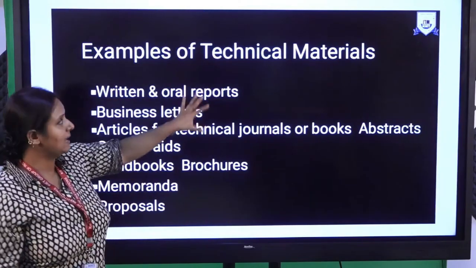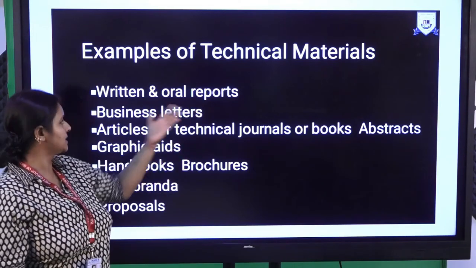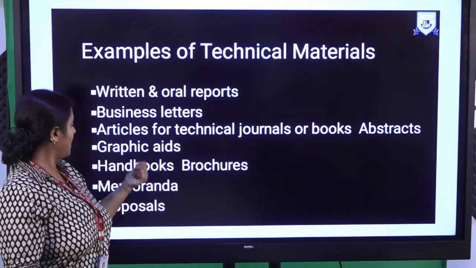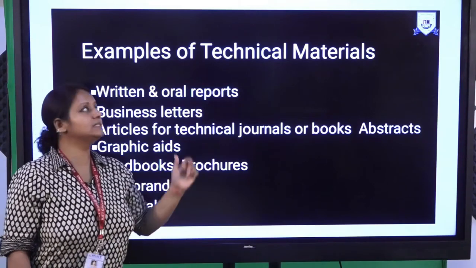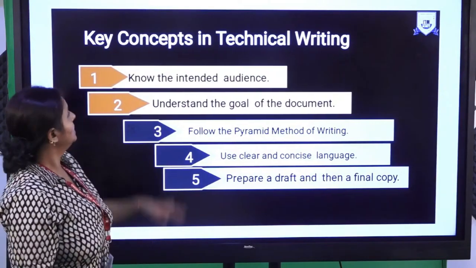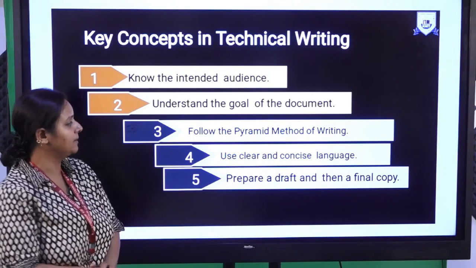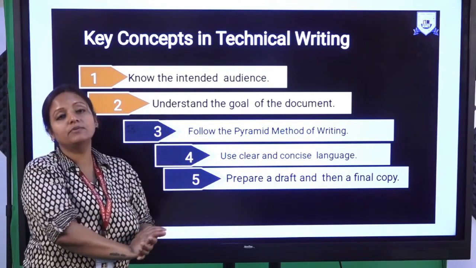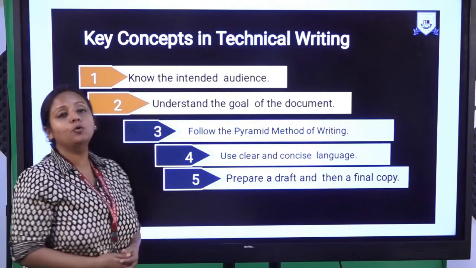Now, several examples of technical materials are here. You can see written or oral reports, business letters, articles for journals or books, graphic aids, handbooks, brochures, memoranda and proposals. These are some of the examples of technical materials. Now these are the key concepts. When you are preparing a technical write-up, you have to follow these guidelines. Know your audience means whenever you are writing something, do some homework to understand who your audience is.